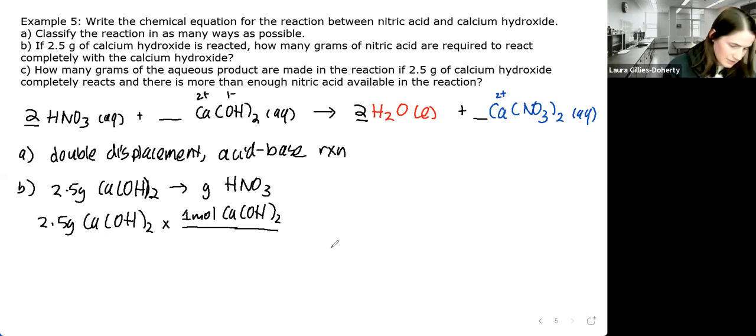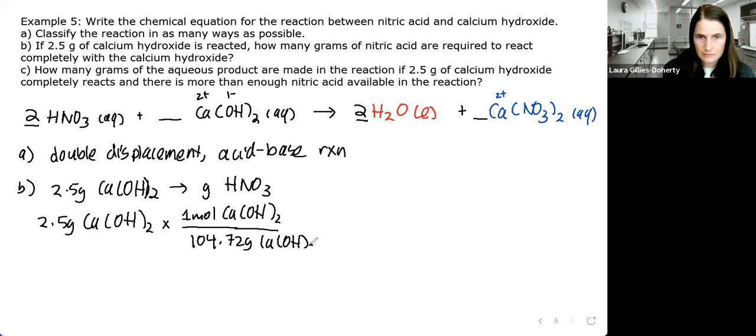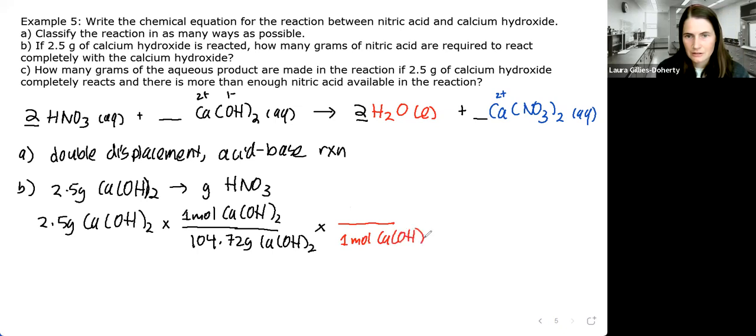We have the mass of 1 calcium, 40.08, plus the mass of 2 oxygens, plus the mass of 2 hydrogens. And I get 104.72 grams. Now we're going to use our chemical equation, which is now balanced, to convert from moles of calcium hydroxide to moles of nitric acid. So for every 1 mole of calcium hydroxide that reacts, it's going to react with 2 moles of nitric acid.